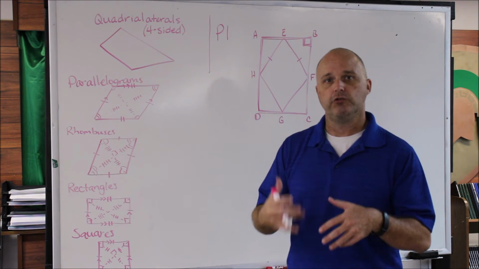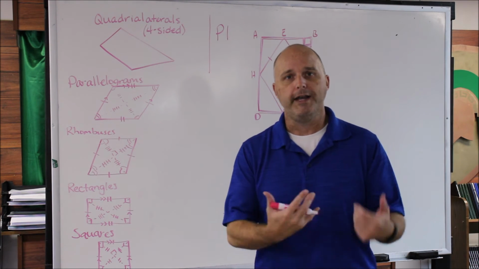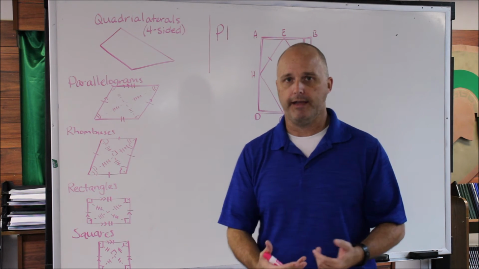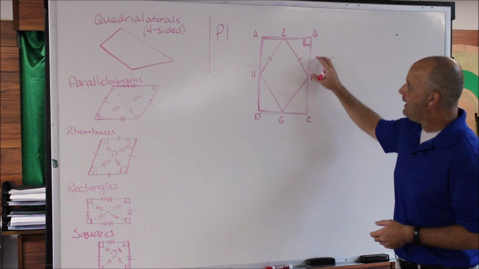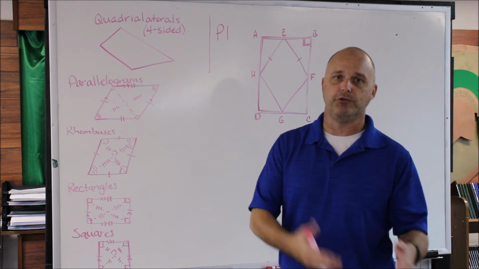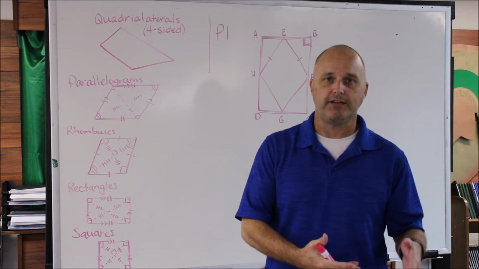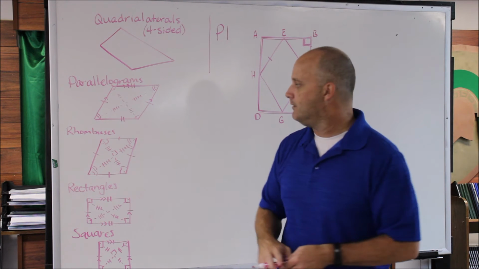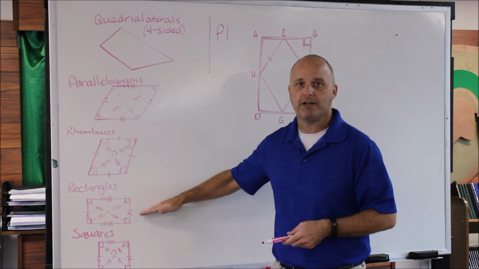In order for us to determine if it's a square, we need to know that all of the sides are the same length. It does not give us that information on here, so since it doesn't, we can't assume that all of these sides have the same length. So that means the most that we can assume about this is that it's a rectangle.